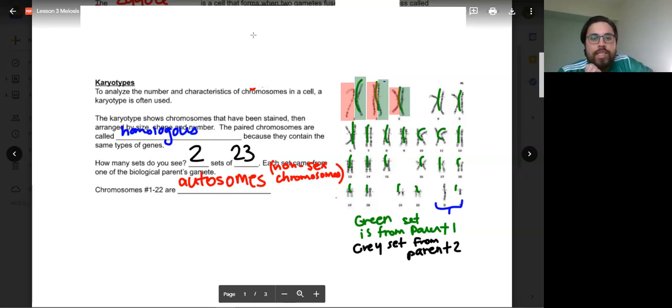Wait, when we arrange it by size, shape, and number, what do you mean by number? By number is just from largest, which is 1, to smallest, which is 23. So 1 being the largest, 2 being the next largest, and so on and so forth. That's what we mean by a number. Yeah, it's just size technically.